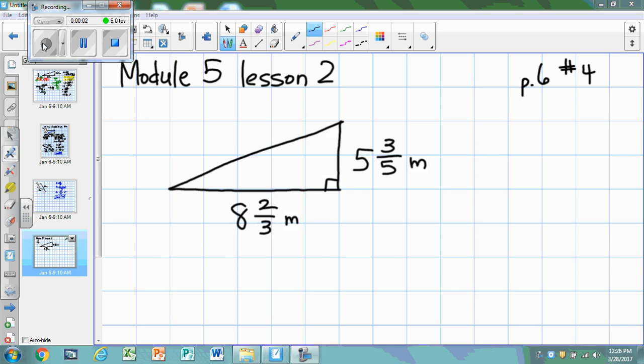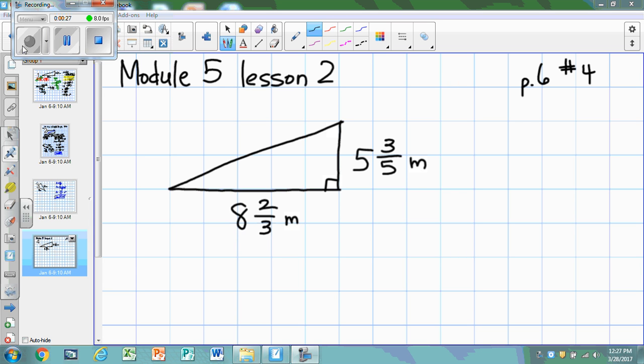So, in this video, we are going to take a look at Lesson 2 in Module 5, number 4 on page 6. The image is right there below us. It is 8 and 2/3 meters as our base, and 5 and 3/5 meters as our height.